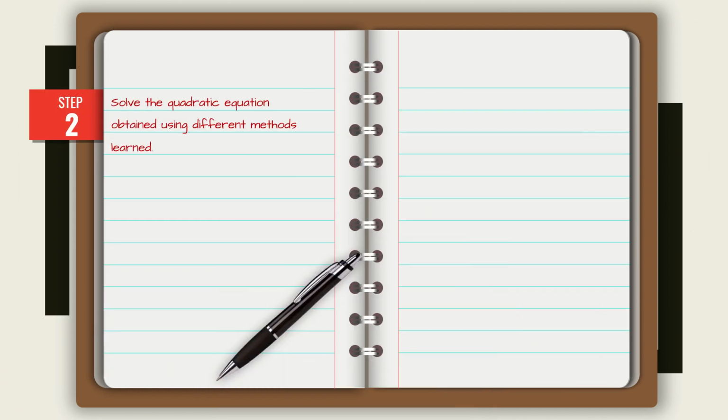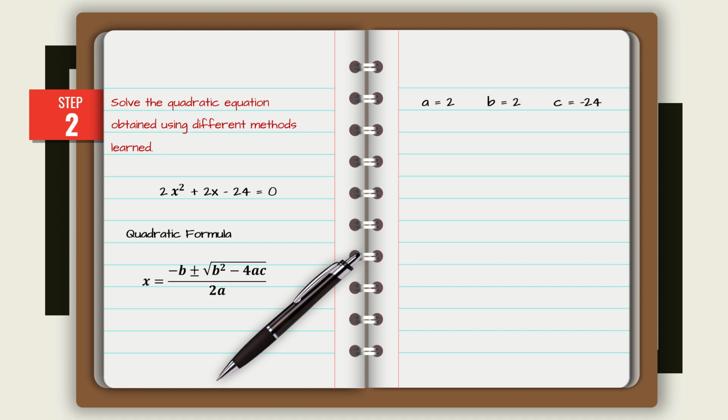Step 2. Solve the quadratic equation obtained using different methods. So in this one, we'll use quadratic formula. Since it is already in standard form, we can now proceed in substituting the given in quadratic formula. Let's find first the value of a, b, c. The value of a is equal to 2, b is also equal to 2, and c is negative 24.